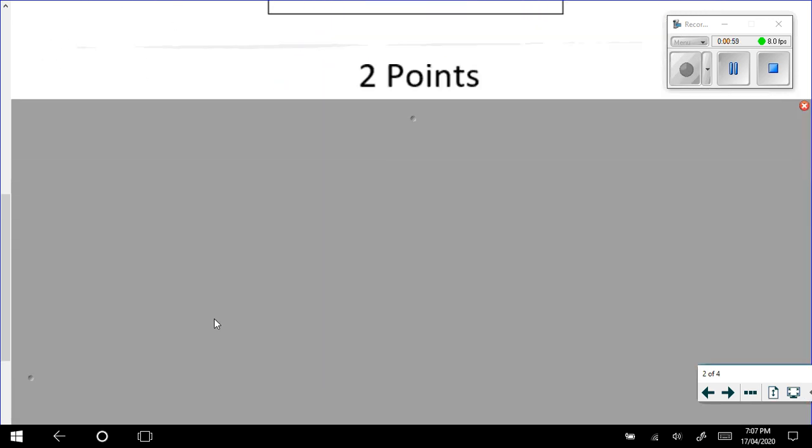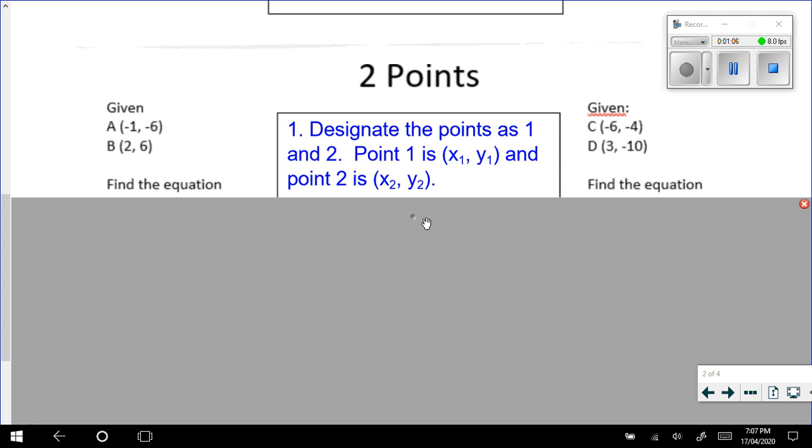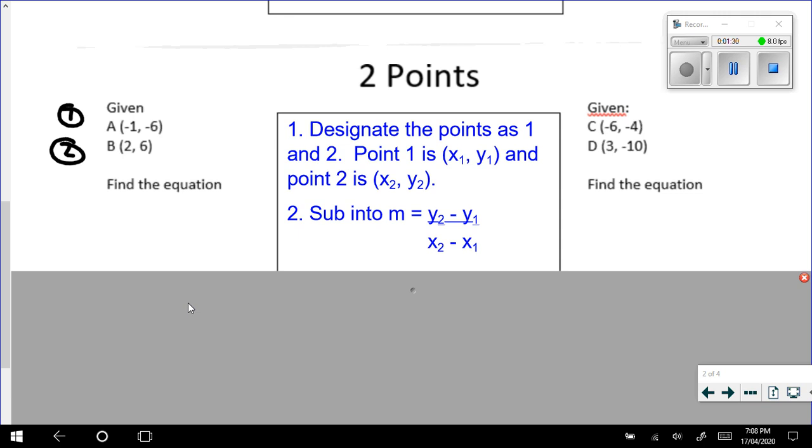The reason I wanted to go through that is that 2 points really isn't a whole lot different. Now, it starts off vastly different. We're going to designate one of these points as point 1 or point 2. So point 1 and point 2. And it doesn't matter which one's which as long as you get it done. I could have just as easily made B point 1 and A point 2. It doesn't matter.